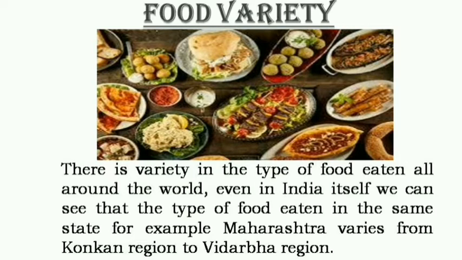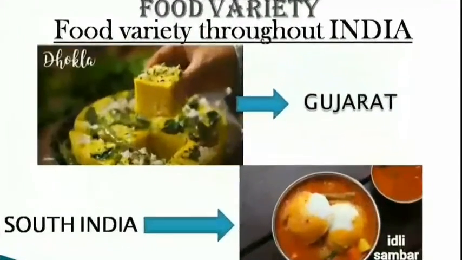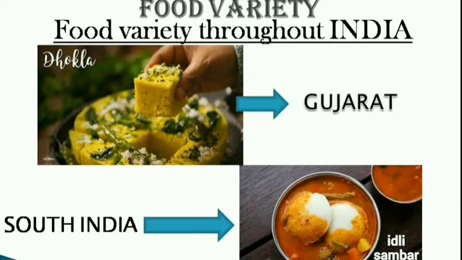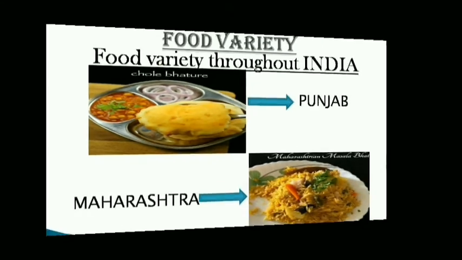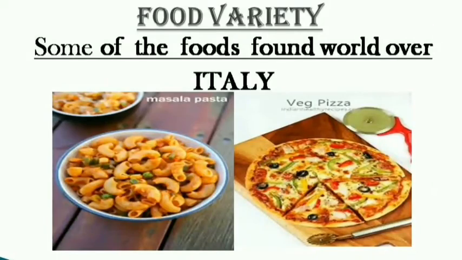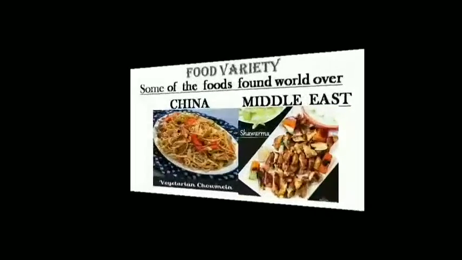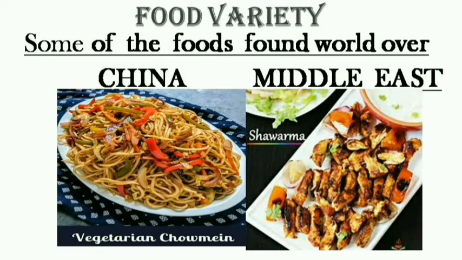We can see there is a lot of variety in food ranging across north, south, east and west part of our country. Similarly, it can be seen in various parts of the world. Like we have dhokla from Gujarat, idli sambar in the south, chole bhature of Punjab and masala bhat of Maharashtra. We have pasta and pizza from Italy, chow mein from China, and shawarma from Middle Eastern countries.